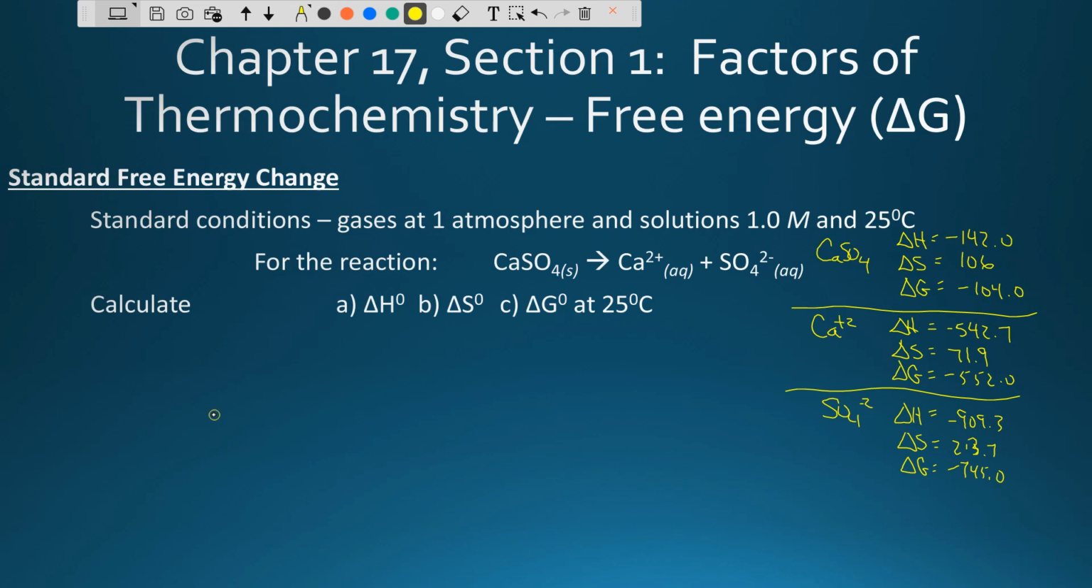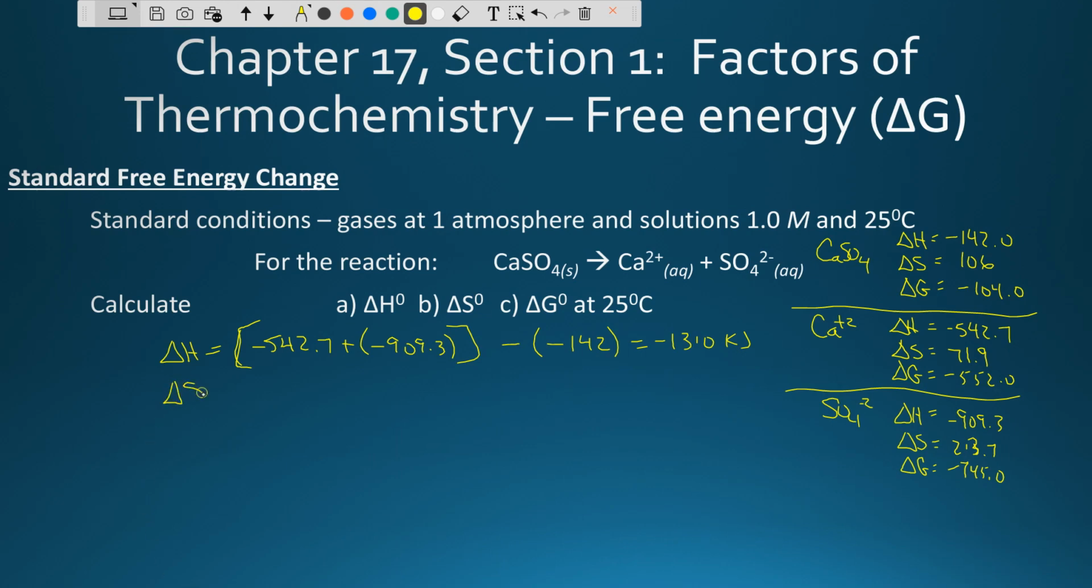Now let's calculate this out using this Gibbs-Helmholtz equation. First of all, I need to find my delta H, don't I? If I'm going to use this equation, I've got to find these individual variables. My delta H is going to be negative 542.7 plus negative 909.3. That's my sulfate as well as my calcium ion. And we're going to be subtracting that from negative 142, that's my calcium sulfate. So my delta H gives me negative 1310, and that will be in kilojoules.